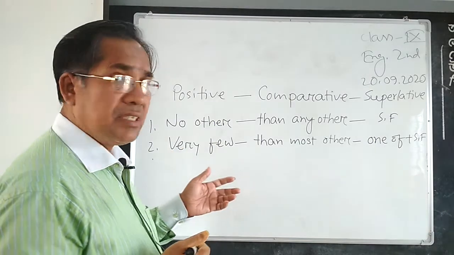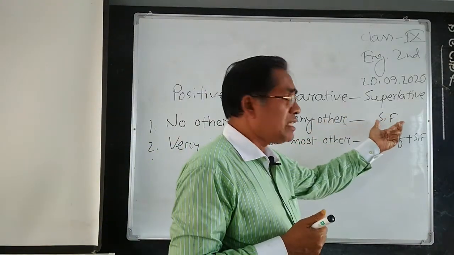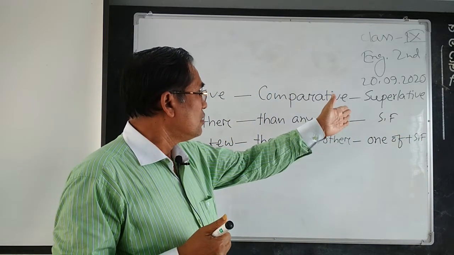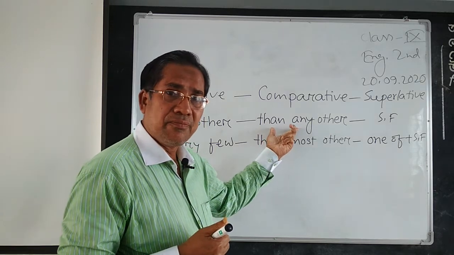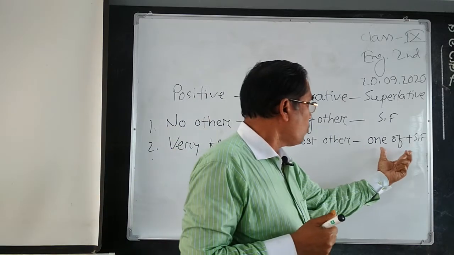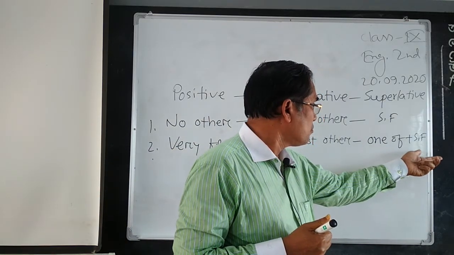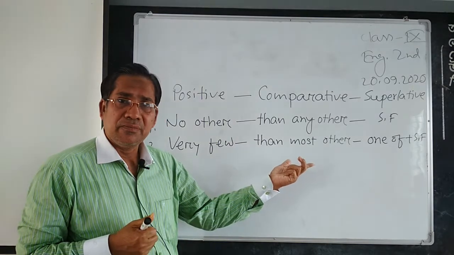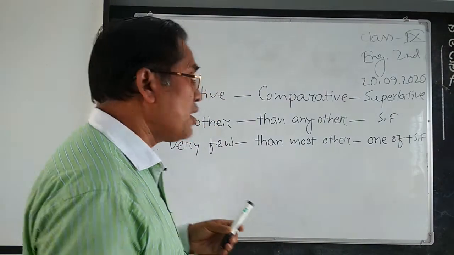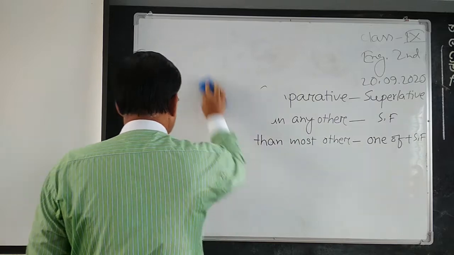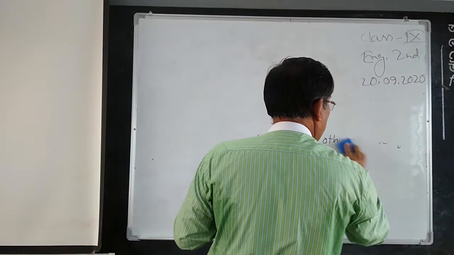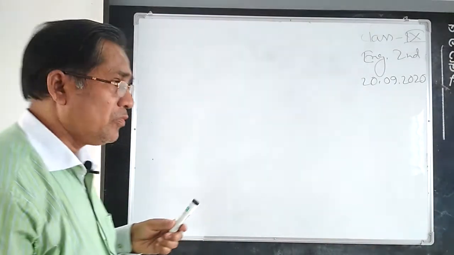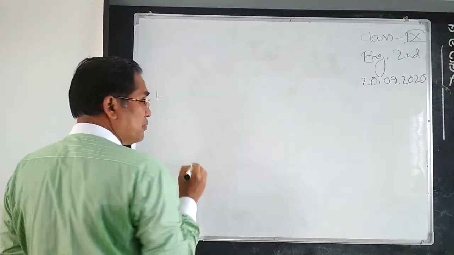Now I'm going to describe it. When we see only superlative form in a sentence, we will use than any other in the comparative. And when we see superlative form after of or on, then we will make than most other. My dear friends, now I am going to give you some examples. When I give you some examples, you will be able to understand clearly. Now, you may write on your khata.